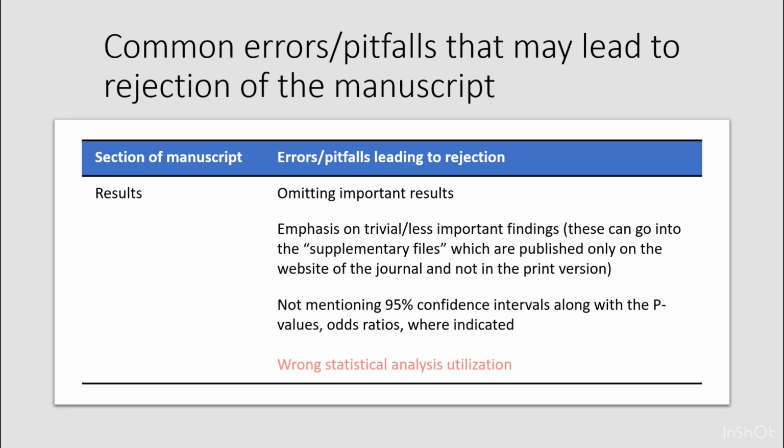The third reason that I encounter as a reason for rejecting a lot of manuscripts is not mentioning the 95% confidence intervals along with the p-values, odds ratio, or whenever they're indicated. As a problem, I think confidence intervals provide ranges of values that help to interpret the precision of your estimates. Failing to report them alongside p-values or odds ratio can lead to incomplete understanding of the statistical significance of your result.